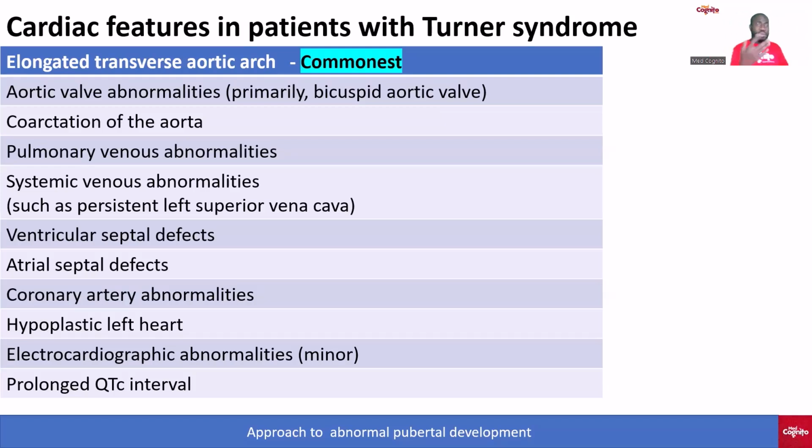And then they can also have pulmonary venous abnormalities, systemic venous abnormalities, such as a persistent left superior vena cava, ventricular septal defects, atrial septal defects. But the one cardiac condition I want you to always remember is elongated transverse aortic arch, ETAA.